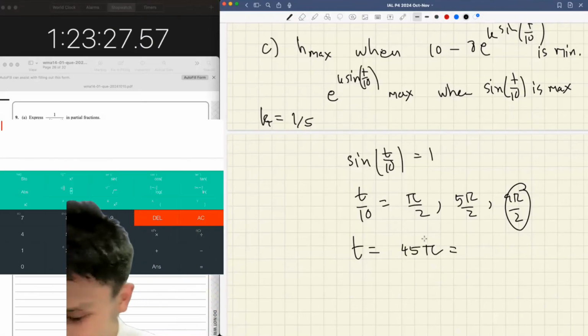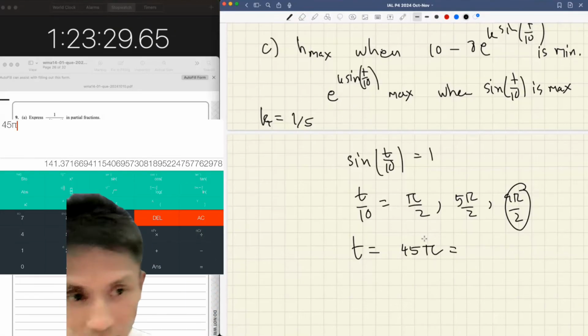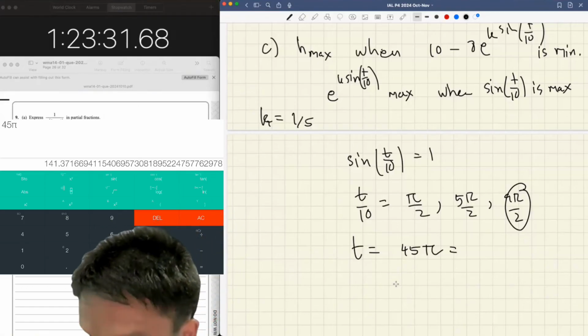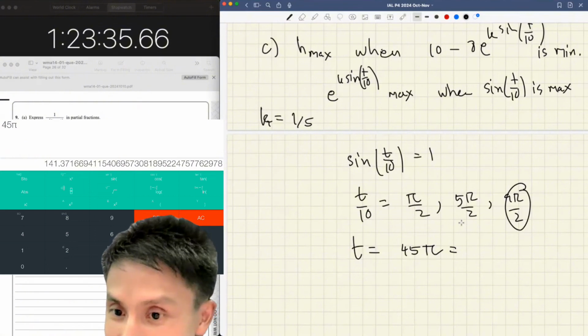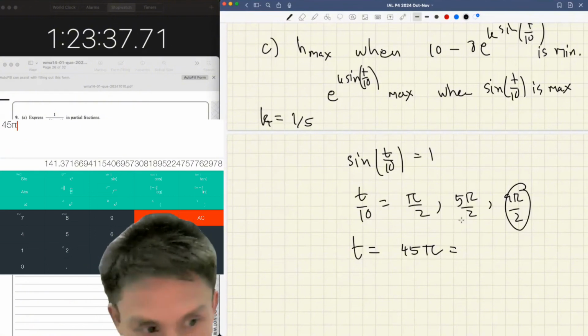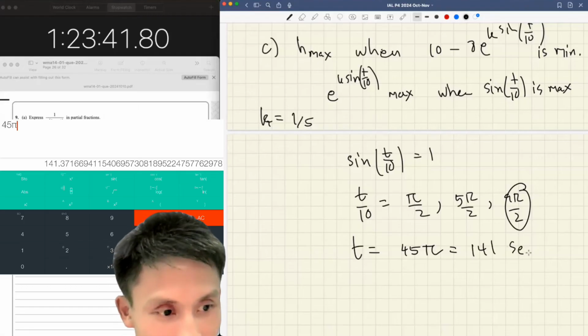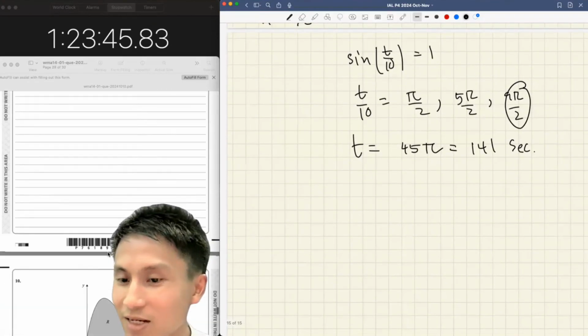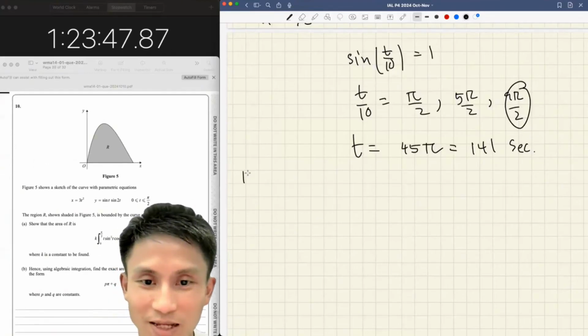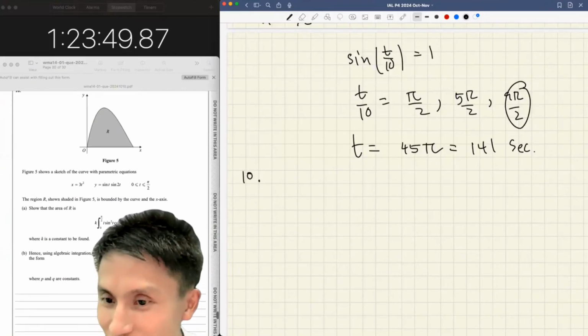And that is to the nearest second. Third time, nearest seconds. So t is already in seconds. So that's 141 seconds. Okay, that's done. The last question, and I don't have the time to fix that one. I left that.